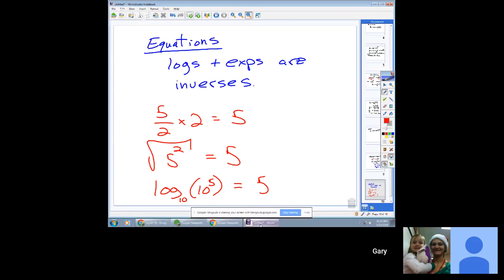Now, I don't want to have to resort to my calculator all the time. I want to use this idea that inverses cancel each other out. And so this is something to get used to. And page 1 talks about that idea a little bit. So I'm going to give you a couple more examples of that inverse operation idea.